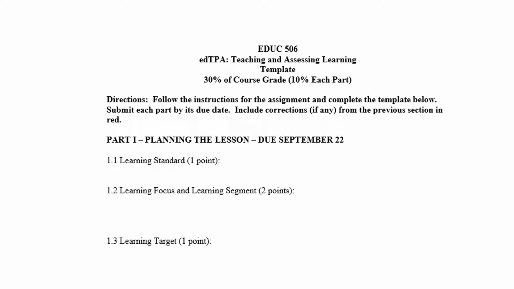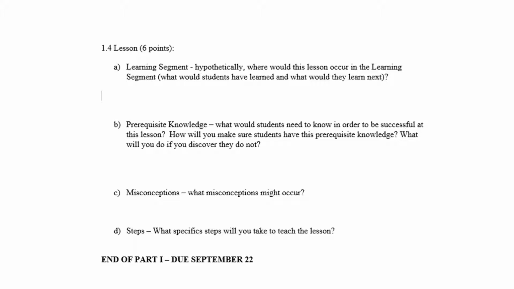Now, the second file I asked you to open, which is the template, is where you actually record your answers. So use the instructions and the details in the instructions, but type your answers on the template. So each of these places, like Learning Standard, has a number. 1.1 Learning Standard, you can see typing it out in full will be worth 1 point. Writing the learning focus in the learning segment will be worth 2 points. Writing the learning target will be worth 1 point. Your lesson itself will be worth 6 points, and so that comes to 10 points.